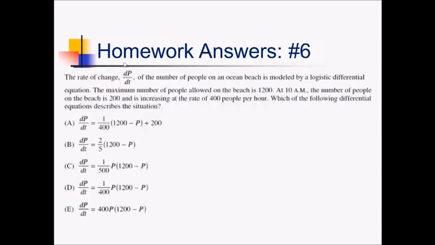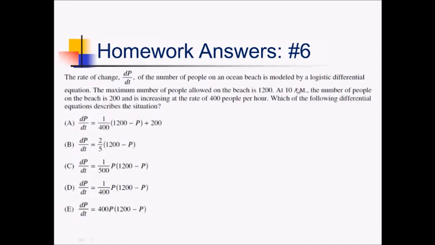For this problem, the rate of change, dp over dt, of the number of people on a beach is modeled by a logistic differential equation, they're telling us. And the max people allowed on the beach is 1,200. At 10, the number of people is 200, increasing at a rate of 400. Which of the following differential equations describes this situation?